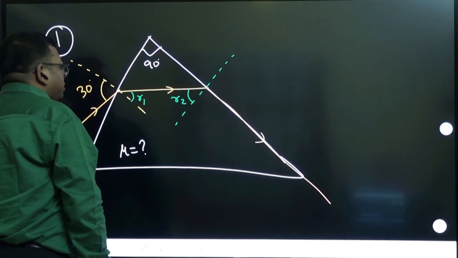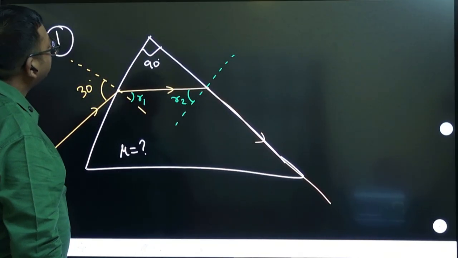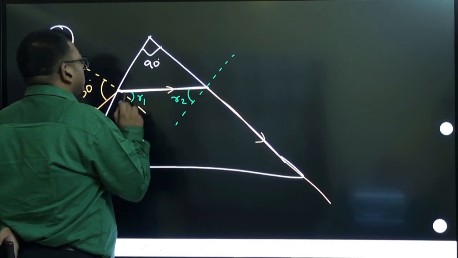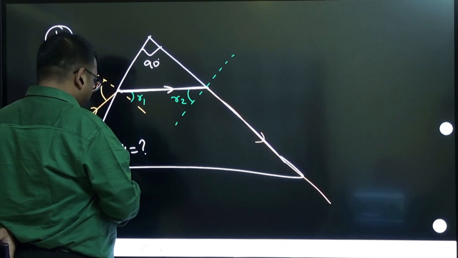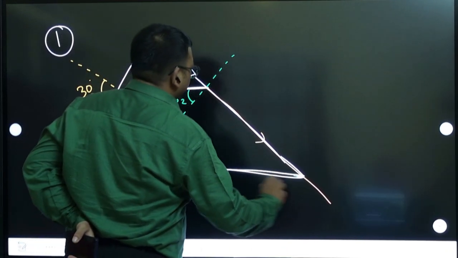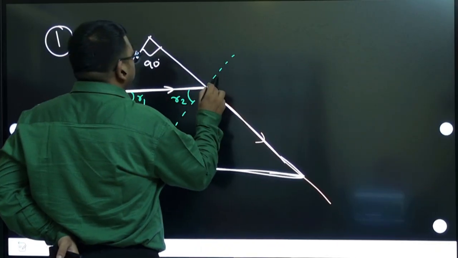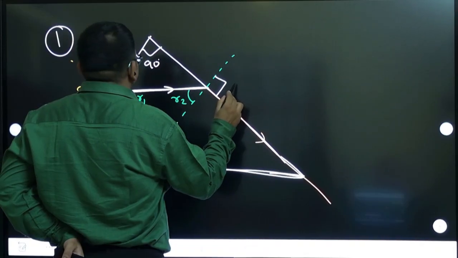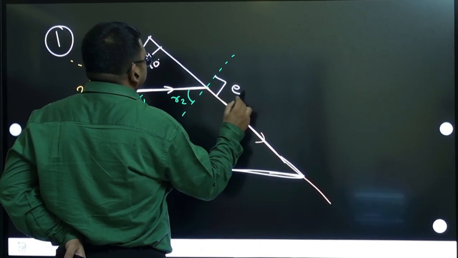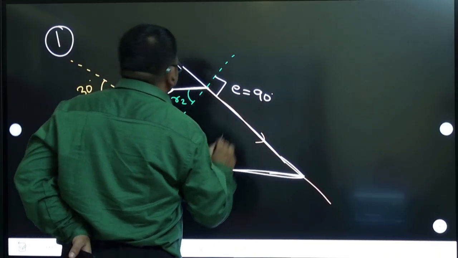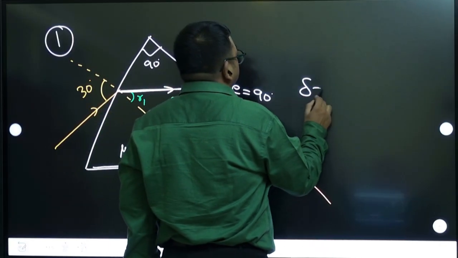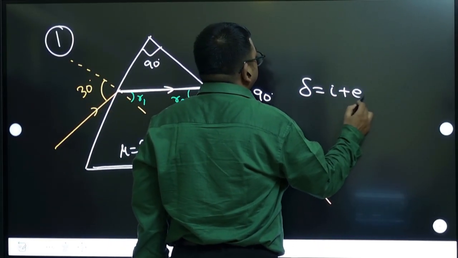It looks like it is the minimum deviation, because only in the minimum deviation condition does this become parallel. Of course, here one thing is there, that this e is equal to 90 degree. So let us calculate the deviation here. Deviation is i plus e minus A.